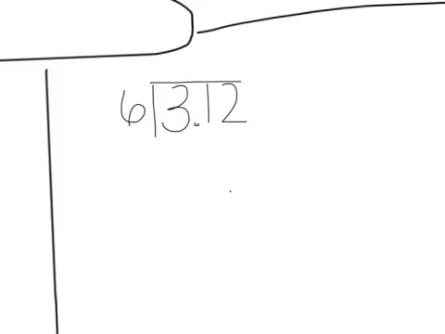Push pause now and try your best. To solve it, I ask myself, what times 6 equals 3? Nothing. So now I'll say, what times 6 equals 31? 5 times 6 is 30. I'll subtract that. 1 minus 0 is 1. 3 minus 3 is 0.